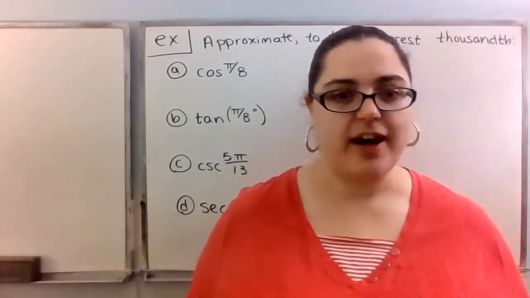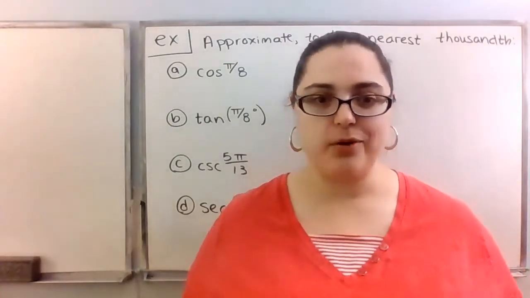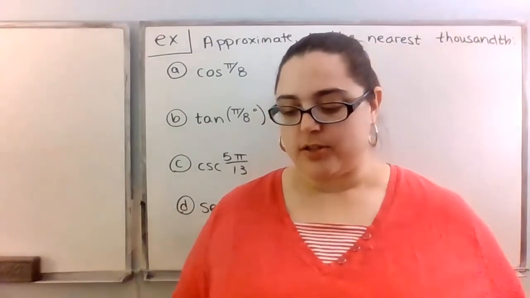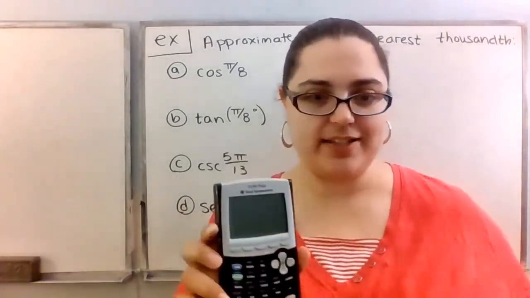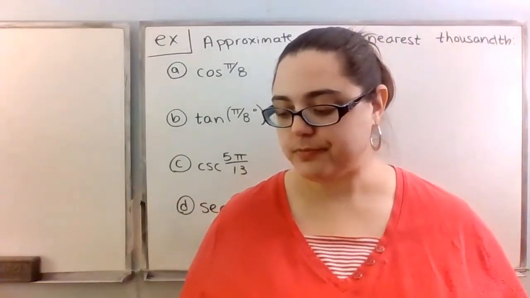When you go to find an approximate value on your calculator, make sure it is in the correct mode. Otherwise you will get the wrong answer. To exit out of that menu, I would just hit second mode. That'll exit out of the mode menu on this calculator.